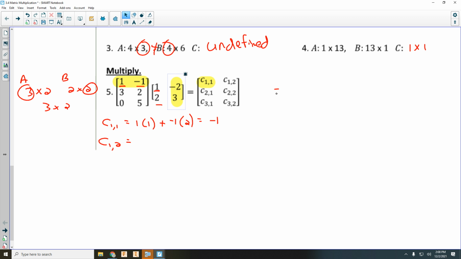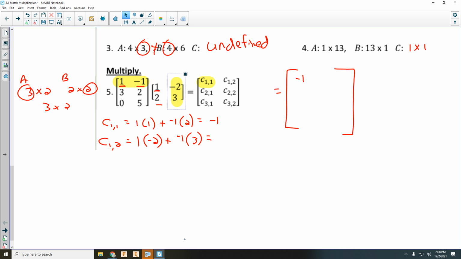Okay, what is my answer? Now what's my final answer over here? My final answer is my first element is -1, 1, 1. So what's this one going to be? Well, it's easy. 1 times -2 plus -1 times 3. Wait, what?